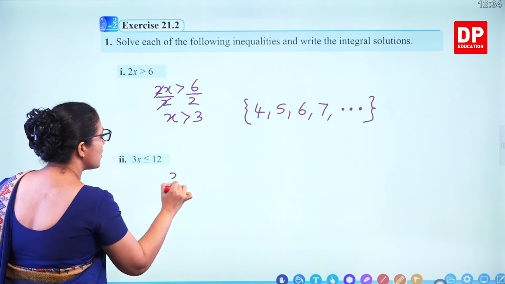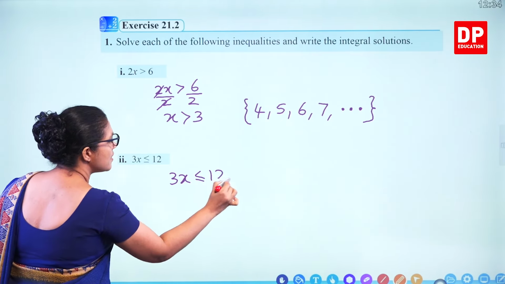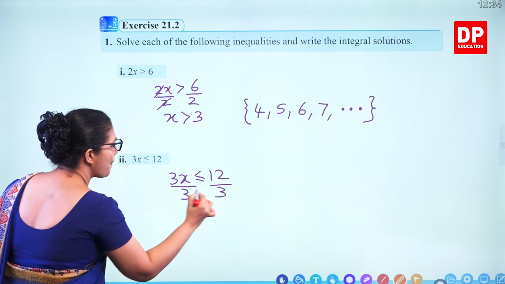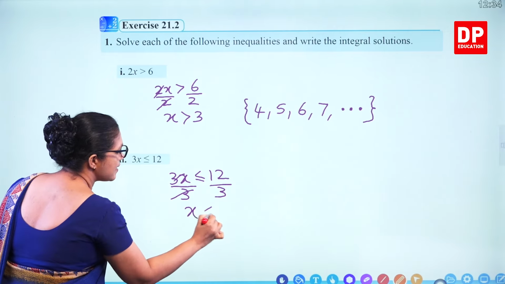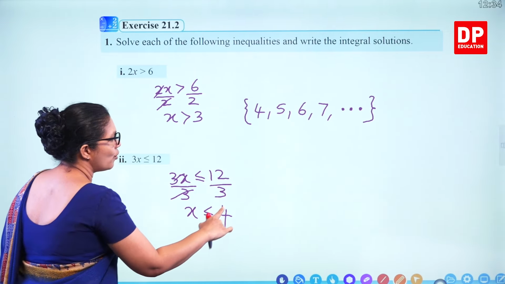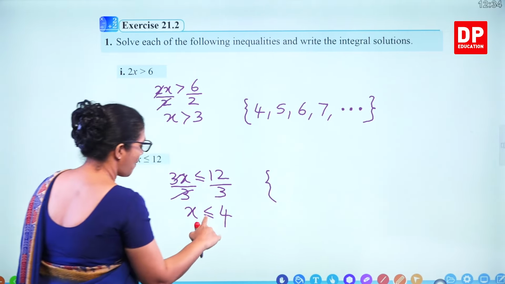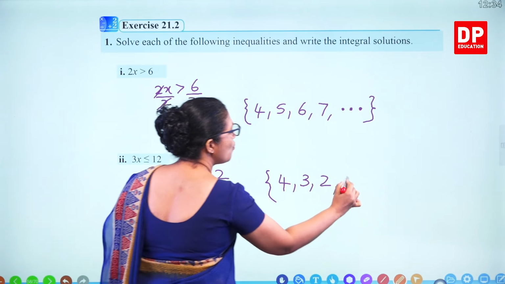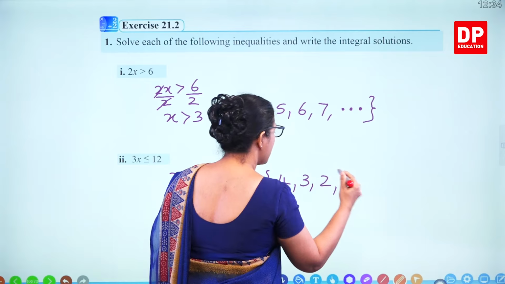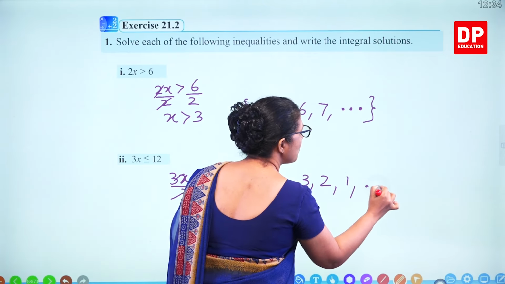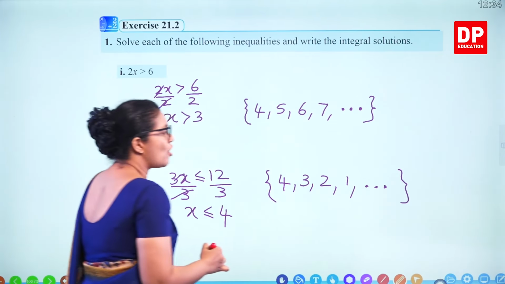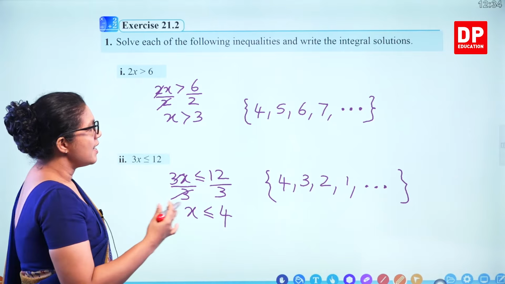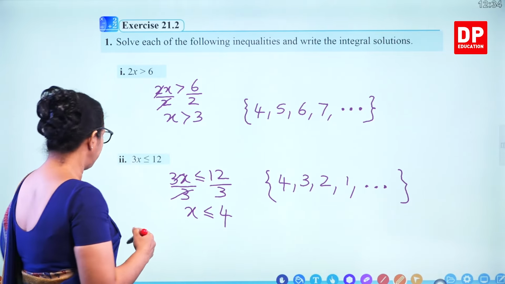3x less than or equal to 12. Divide both sides by 3. x is less than or equal to 4. So that means the maximum number you can get is 4. 4, 3, 2, 1, all values less than that. So you can put 3 dots to represent. You can get any value less than that.